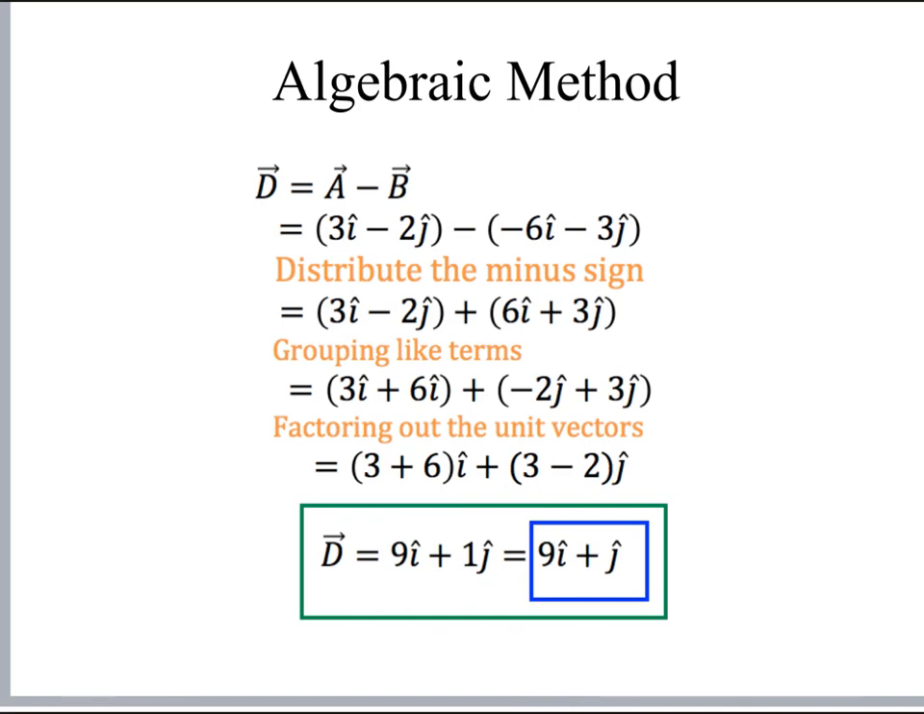And so now you see how to add vectors algebraically and graphically. You see how to subtract vectors algebraically and graphically. And you'll have a chance to practice these on your homework very soon.